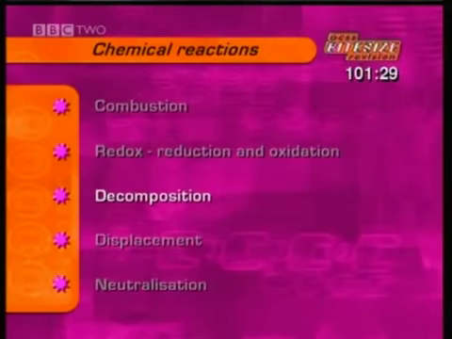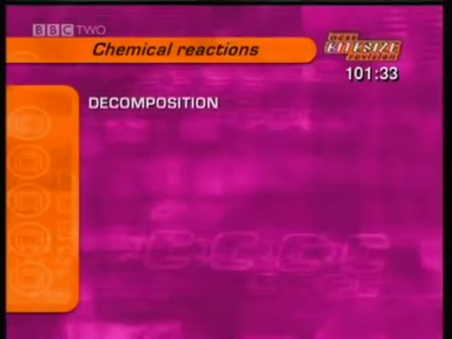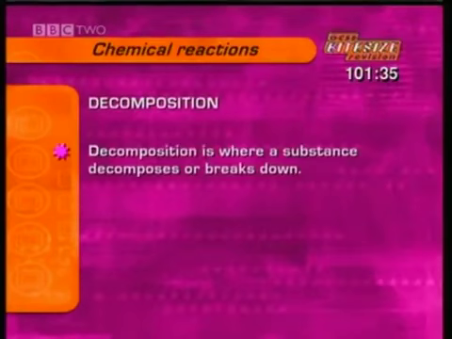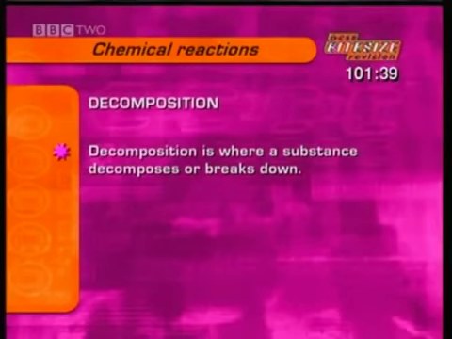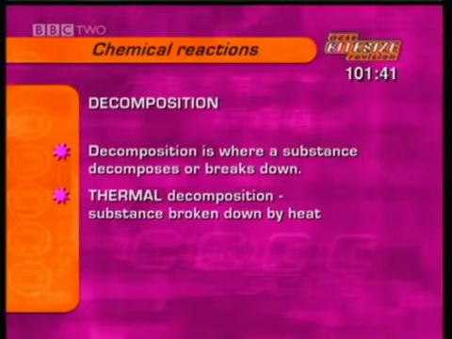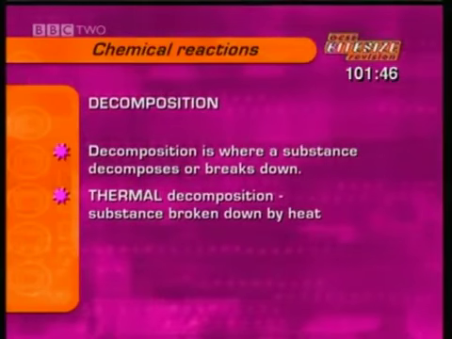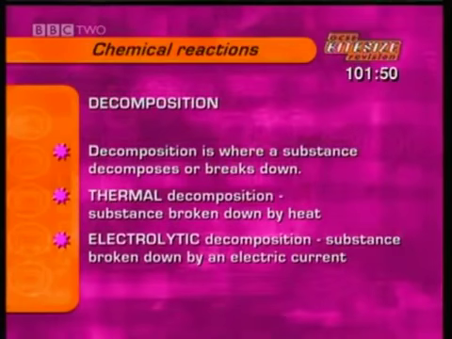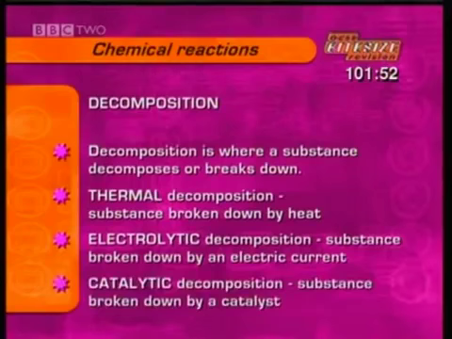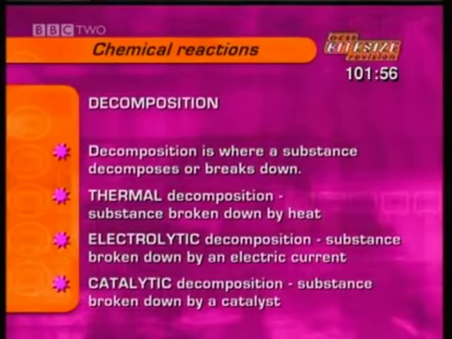The next chemical reaction to look at is decomposition. Decomposition is where a substance decomposes or breaks down. There are 3 types of decomposition. In thermal decomposition, a substance is broken down by heat. In electrolytic decomposition, a substance is broken down by an electric current. In catalytic decomposition, a substance is broken down by a catalyst.